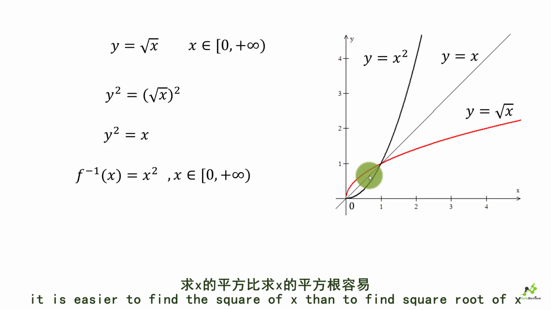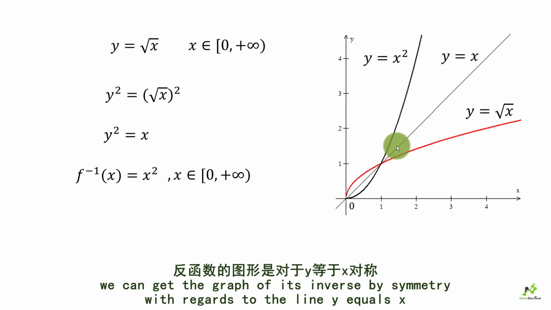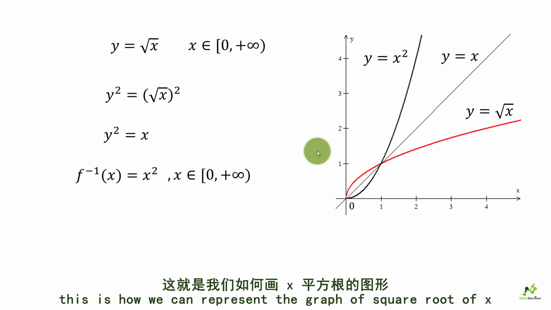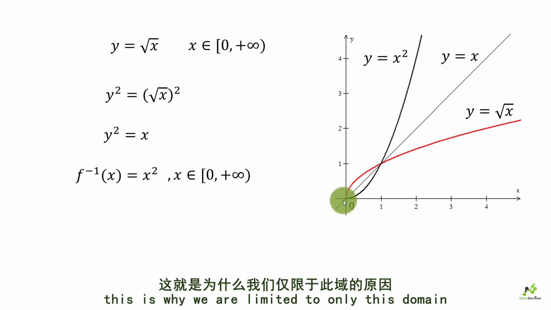As we can see, it is easier to find the square of x than to find the square root of x. The graph of x squared for positive value of x is this. We can get the graph of its inverse by symmetry with respect to the line y equal to x. This is how we can represent the graph of square root of x. The function is defined only for positive real numbers. This is why we are limited to only this domain.